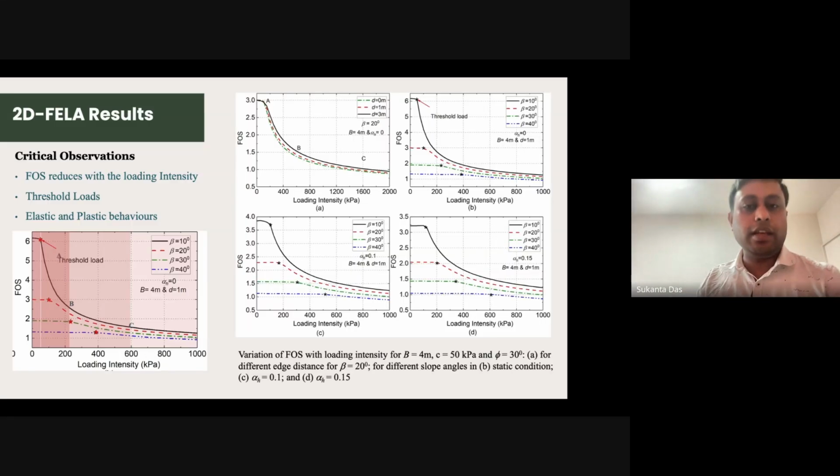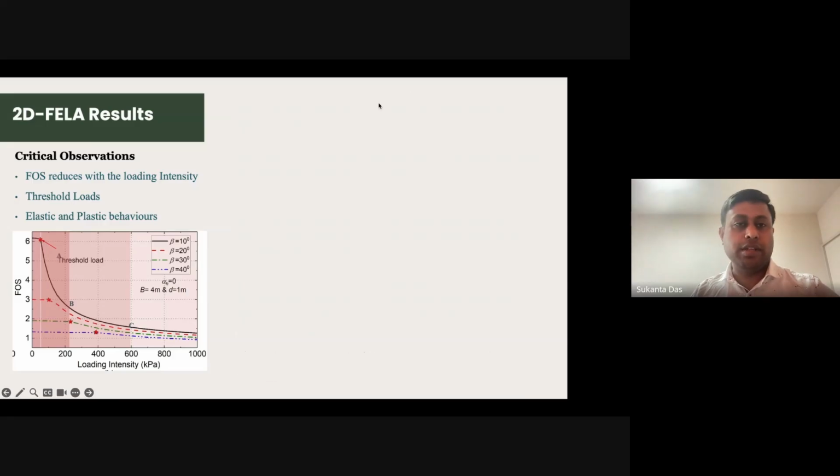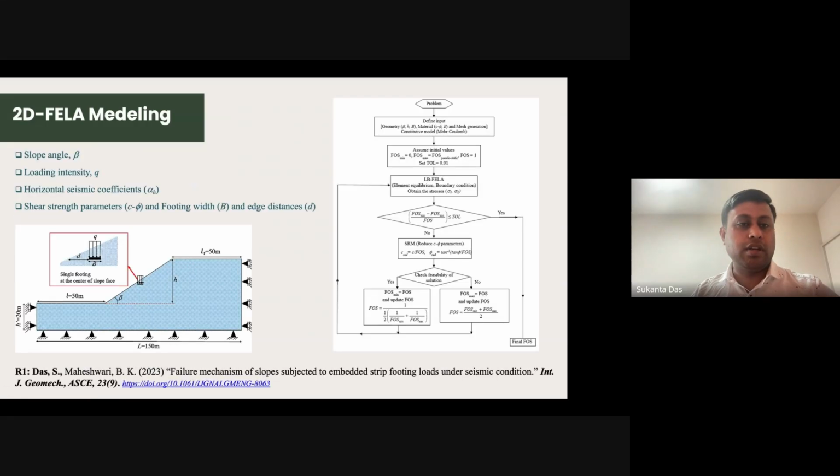Then if we really focus on the other parameter, I have shown this from the slope angle, but this figure is for a 20 degree slope angle. I try to examine this. D is the edge distance, that is, the distance of the foundation or building from the slope face. This is the edge distance.